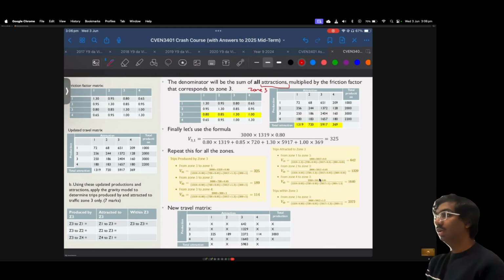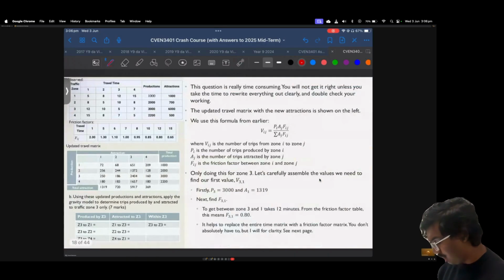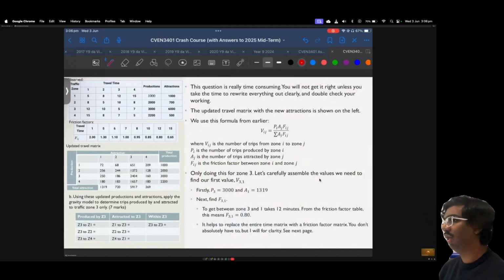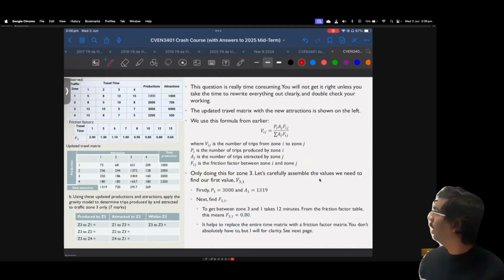Sorry, you might have already covered this, but do you interpolate in between those values of friction factor? Like, let's say we get one for 13 minutes. Oh, yeah, you would, but I don't think she'd give you that. But yeah, I guess you would interpolate. But she shouldn't do that.